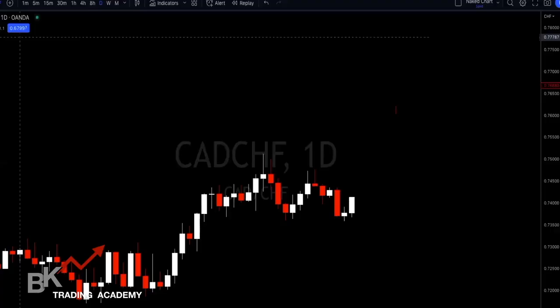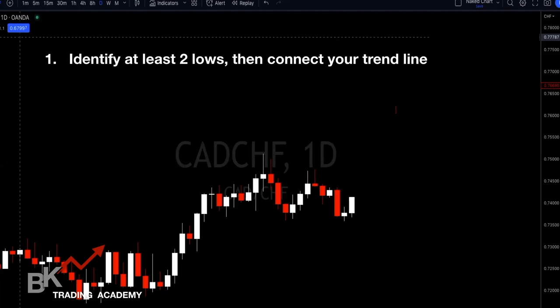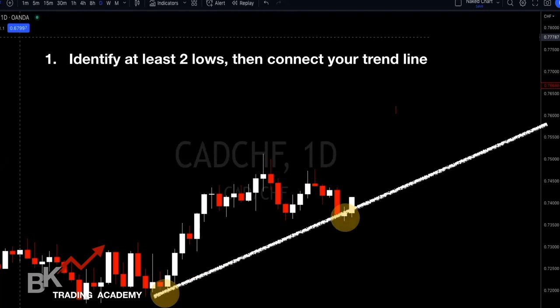So here's another illustration here. We're going to, one, identify at least two lows, then connect your trend line. Here's our two lows right here. And then price will go up. So here's our trend line. We don't quite know exactly what's going to happen.